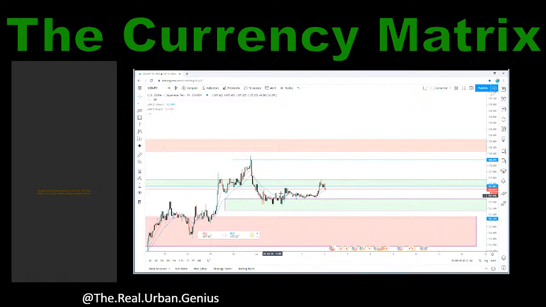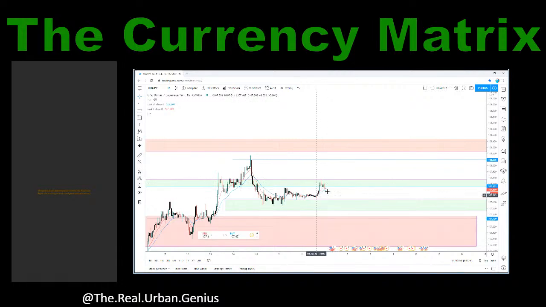We see we do have the cross. We have the 9 cross the 21. So we are looking for bullish candles and bullish peaks. All right, so this is likely simply a retrace and a continuation.